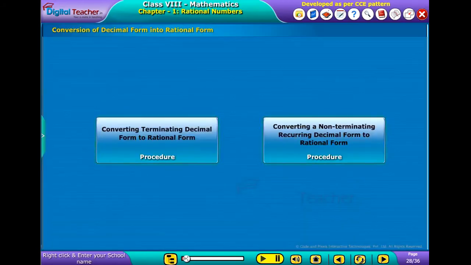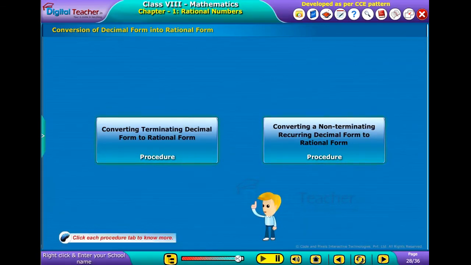Conversion of decimal form into rational form. Here, the conversion is basically of two types. They are converting terminating decimal form to rational form, and converting a non-terminating recurring decimal form to rational form. Click each procedure tab to know more.